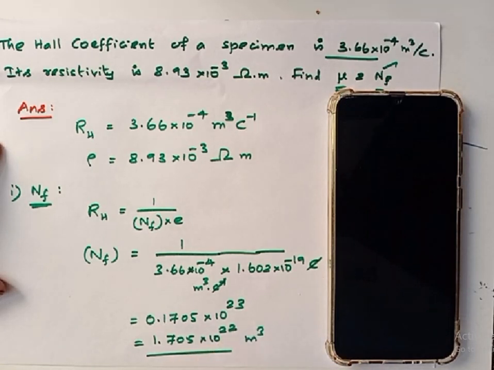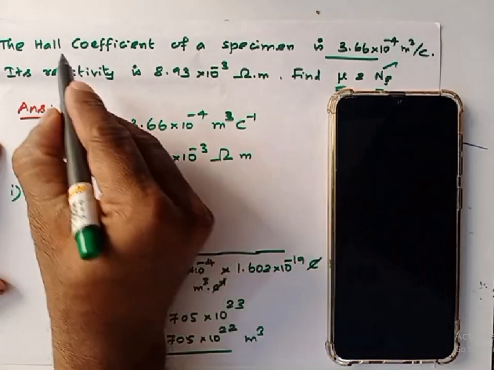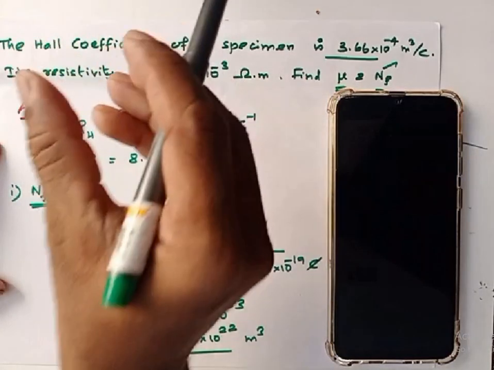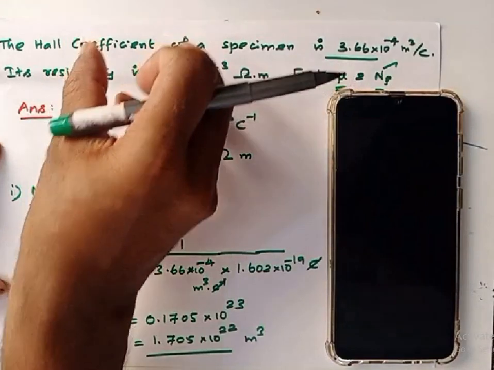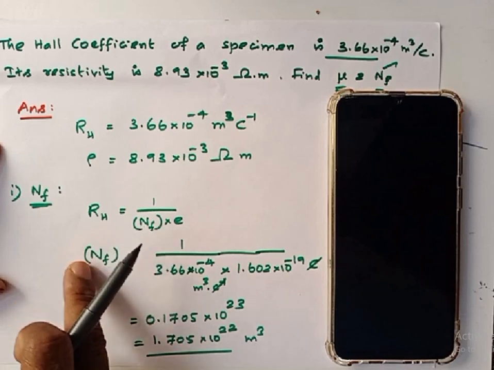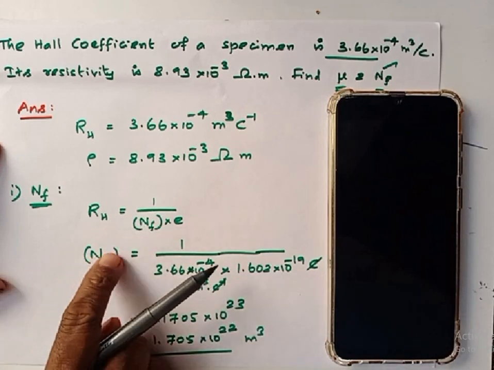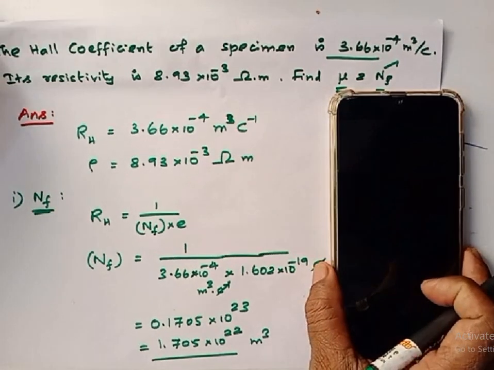Remember, what is the importance of this question? If you know the Hall coefficient, you can calculate the number of charge carriers per unit volume through the experimentally obtained value. See, this is very important. Experimentally, you can calculate the number of charge carriers per unit volume from the value of the Hall coefficient. Clear? Then second, the resistivity data is given. So how to calculate the mobility? Let me do it on the next page.